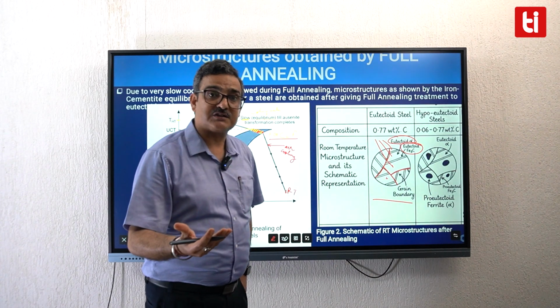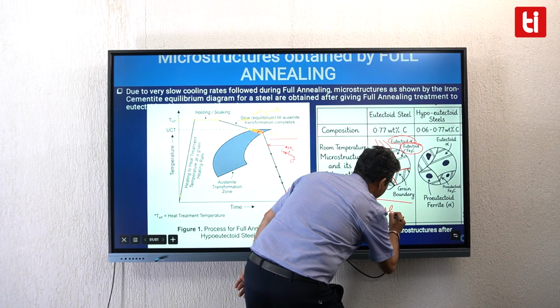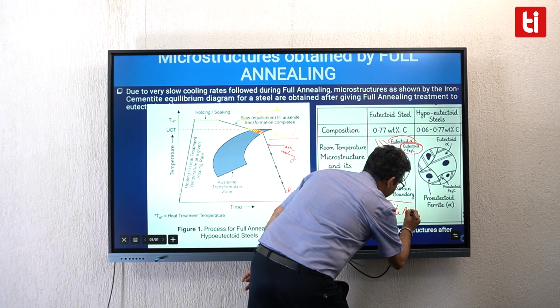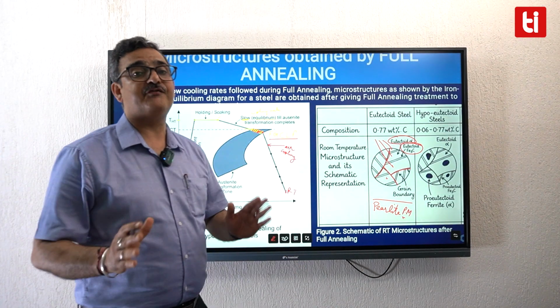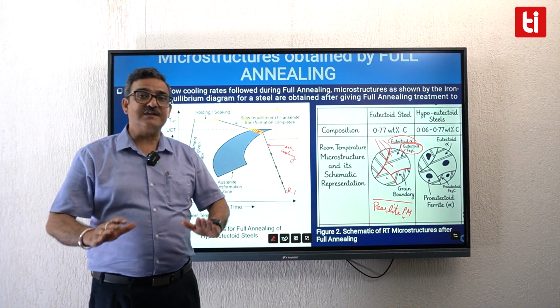So what is the microstructure comprising of? Sir, only perlite phase mixture. Perlite phase mixture. What does that mean? Steel is containing ferrite and cementite, but all ferrite is eutectoid ferrite. All cementite is eutectoid cementite.